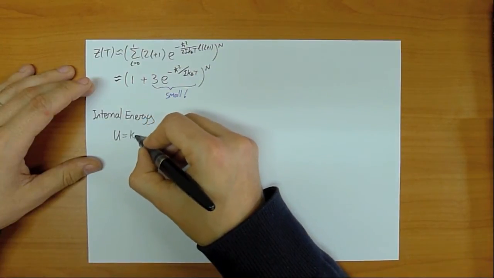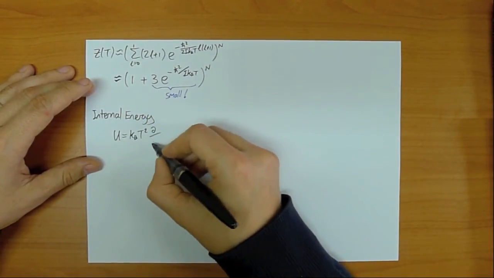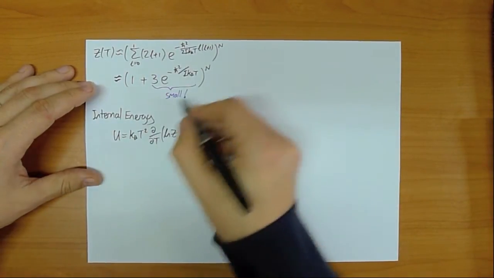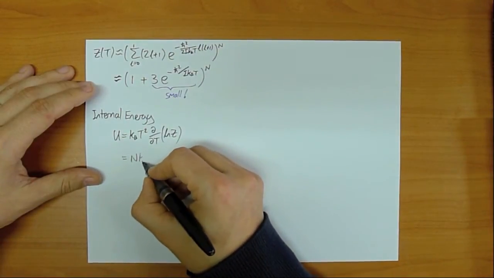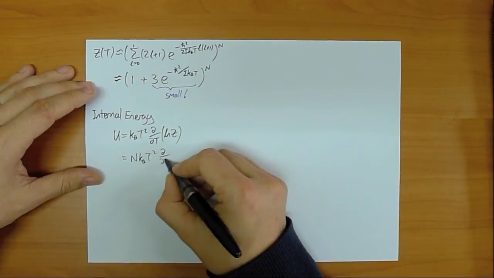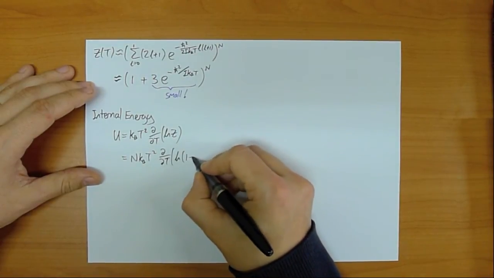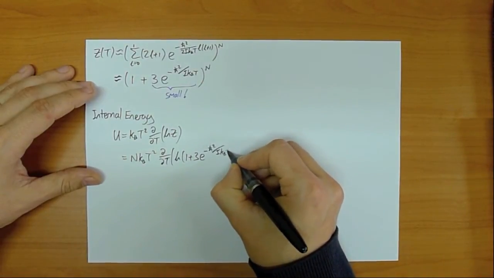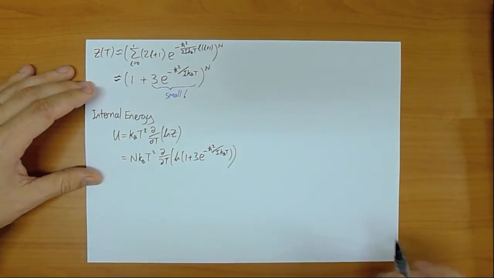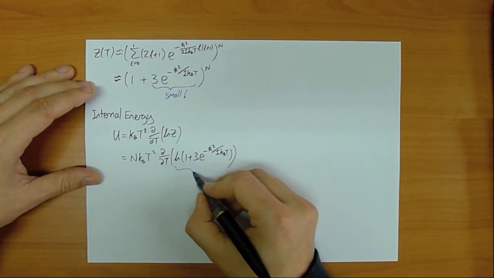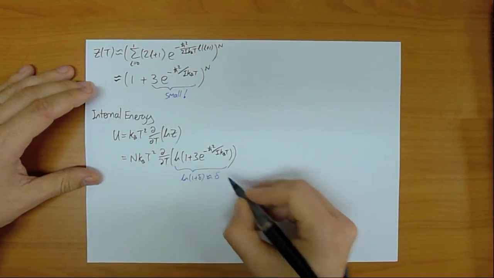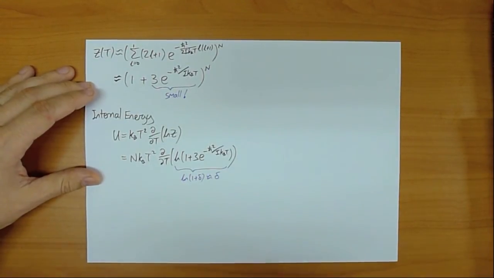U is k_B T squared d by dT of the log of Z. Okay, so again the factor of n comes down, so this is n k_B T squared d by dT of the log of 1 plus 3 e to the minus h bar squared over I k_B T. But this exponential term is small, and we can therefore make the approximation log of 1 plus something small is approximately just equal to that small thing, right? That's the first order Taylor expansion.